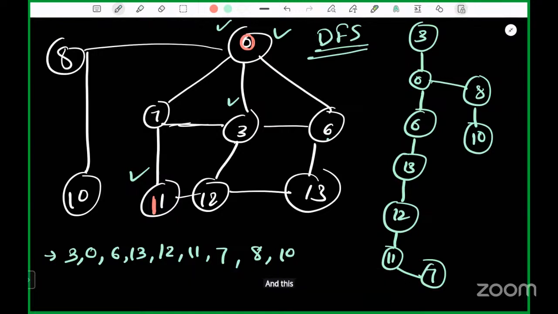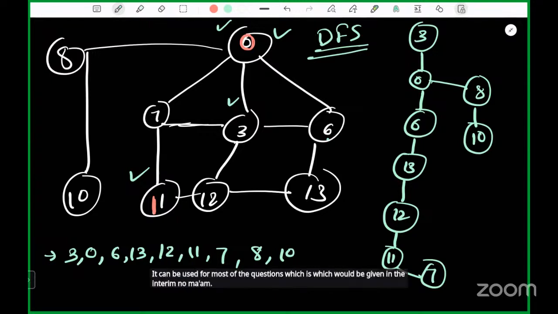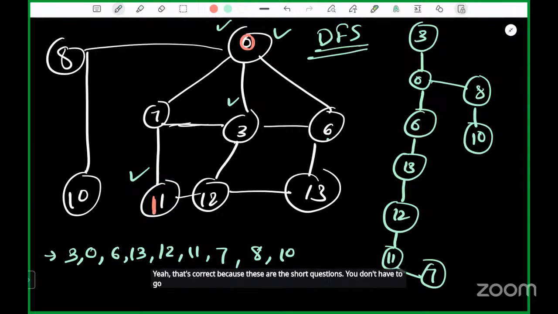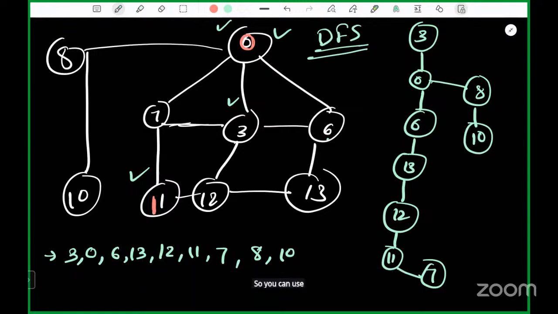Okay. Is it possible that the method which you taught for DFS and BFS can be used for most of the questions which would be given in the end term, ma'am? Yeah, that's correct. Because these are short questions, you don't have to go by the long process. You can just consider the tree or consider how you will scan a BFS, how you'll apply a BFS scan on that graph. So you can use these two methods. Because they are the same, I just explained them in abbreviated form.